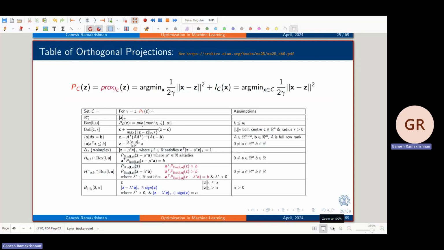Derivation requires you to set the gradient of L to 0. Is that clear? So let's try and apply.